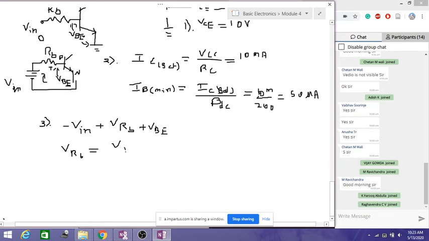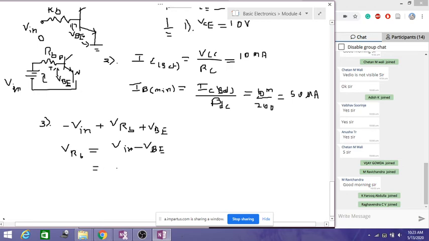So then this is given as Vin minus VB. So VB, during forward bias condition, it is just like a diode. When the diode is forward biased, what is the voltage drop across the diode? It is 0.7 volts for silicon. So the same thing we will consider here also.